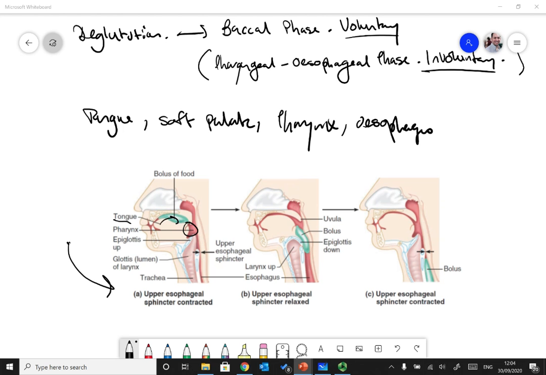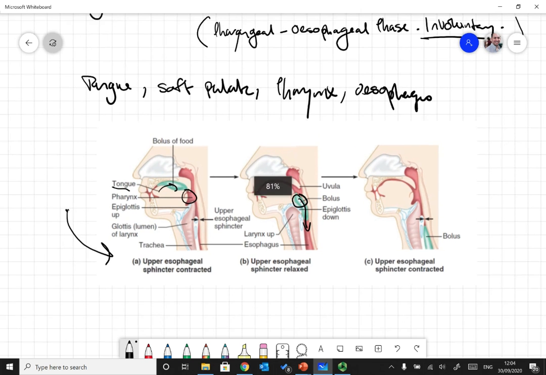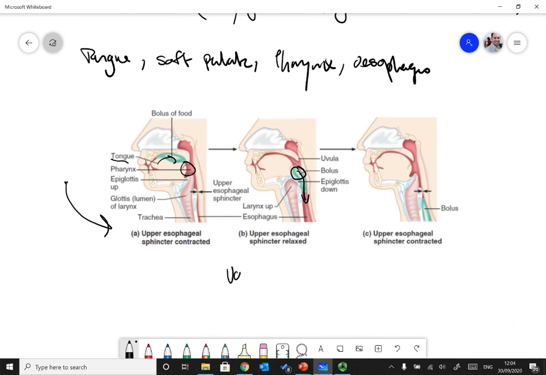So the idea then is that the pharyngeal esophageal phase, in other words, part one of the involuntary phase of this, takes the food and puts it from the pharynx down into the esophagus. This is all controlled by the vagus nerve.